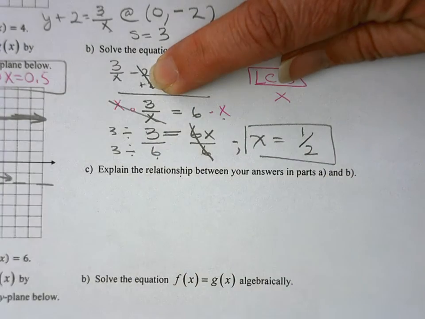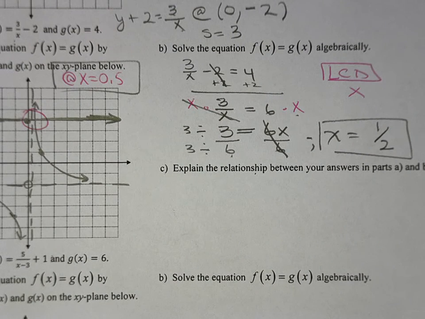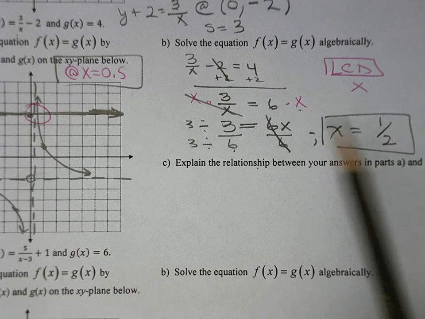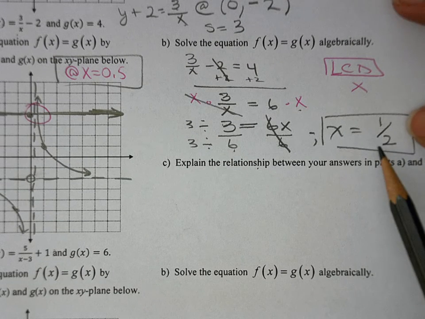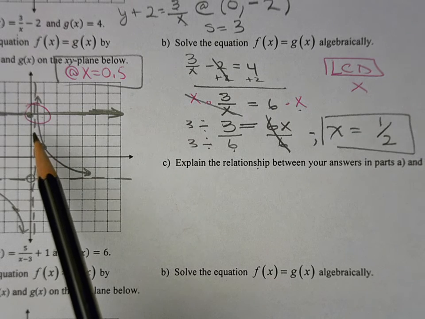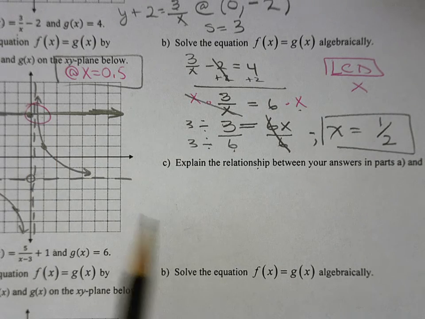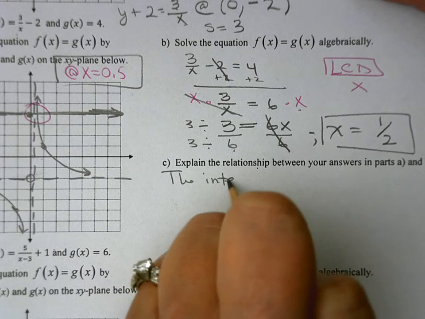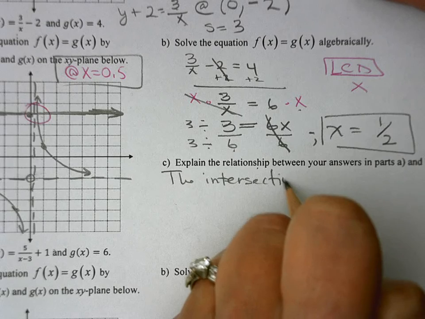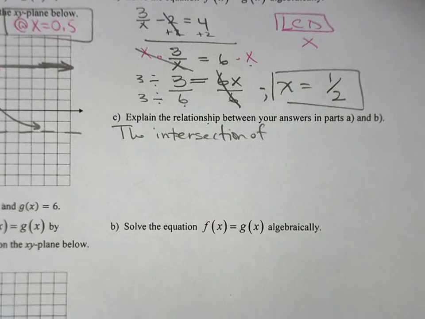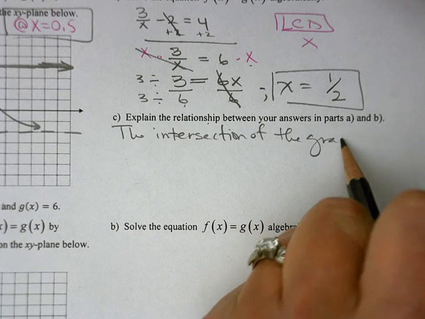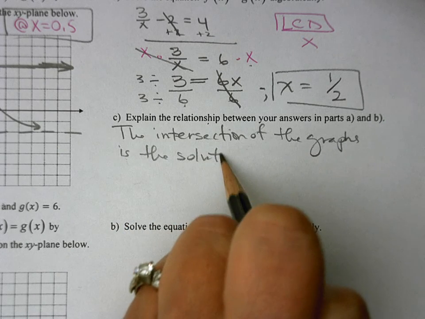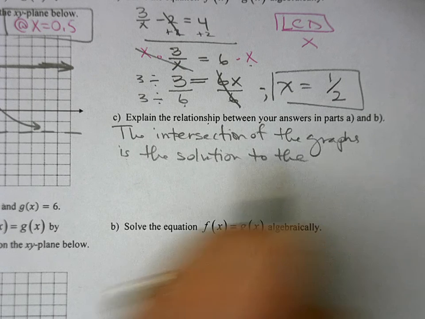So I got pretty lucky there on my guess. Okay, so what's the relationship between my answers in part A and part B? Well, algebraically, I know x equals 1/2. I wasn't guessing, I actually solved for it. But when I graphed it, I had to kind of guess and eyeball where I thought the solution was. So the relationship is the intersection of the graphs is the solution to the equation I solved.